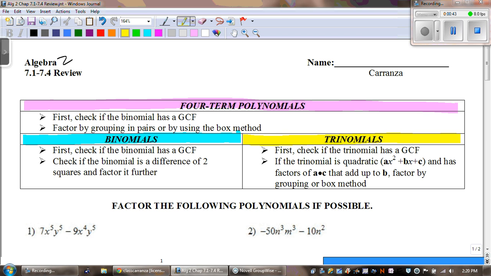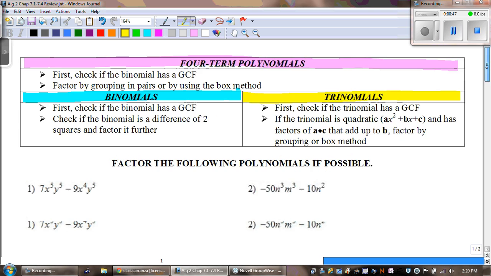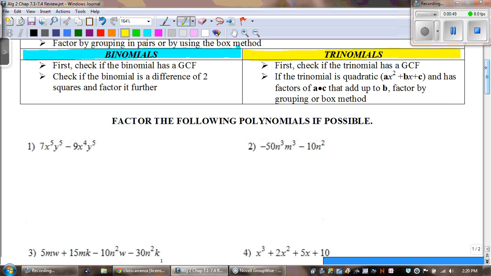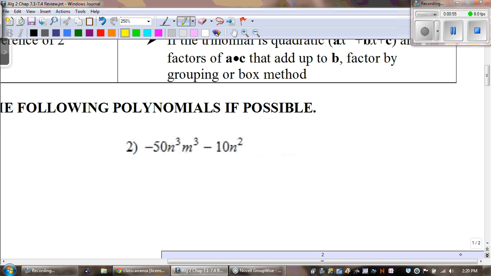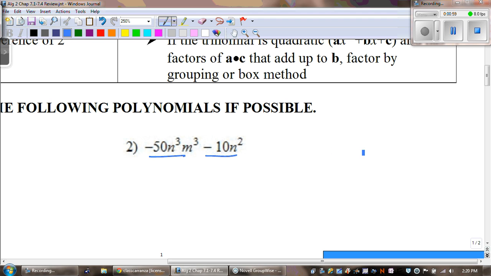So, looking at the first one, number 2. What do we do? Well, I want to take out the GCF. It's a binomial. First thing we do for all of them is check to see if there's a GCF, and there is. Okay, our leading coefficient's negative, so my GCF is negative. The only number that goes into both 50 and 10 is 10.